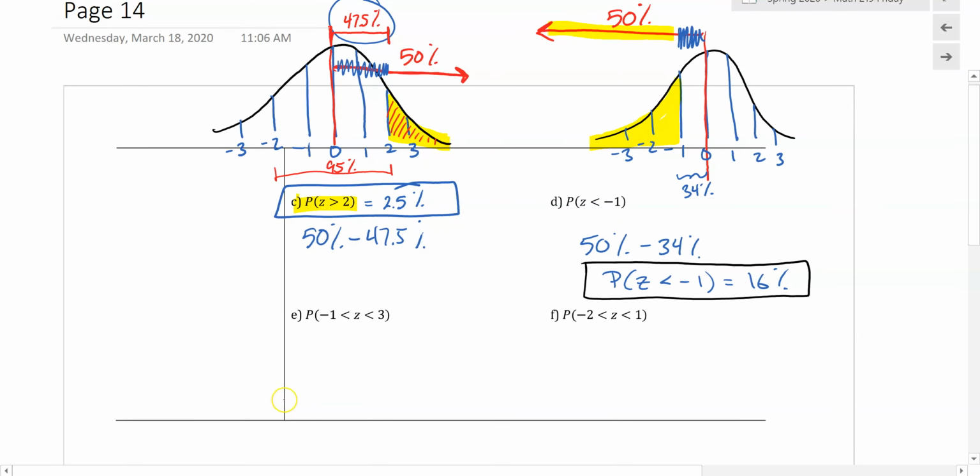Let's try these last two here. Mean of 0, just doing the same picture. My mean and my standard deviations from the mean. Here I'm looking for the probability of getting a z-score that lands in between -1 and 3. So that would be all this area here. So what I need to do is I need to get rid of this stuff.